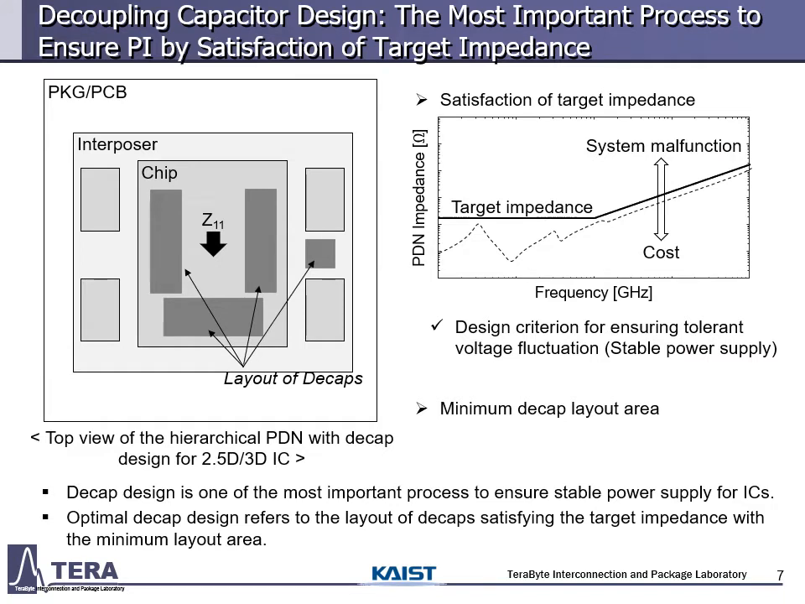As you know, decap design is one of the most important processes to lower the PDN impedance to ensure stable power supply for ICs. We usually design decaps to meet a target impedance, which is the criterion for ensuring tolerant voltage fluctuation. Therefore, we can say that optimal decap design refers to the layout of decaps satisfying the target impedance with the minimal layout area.